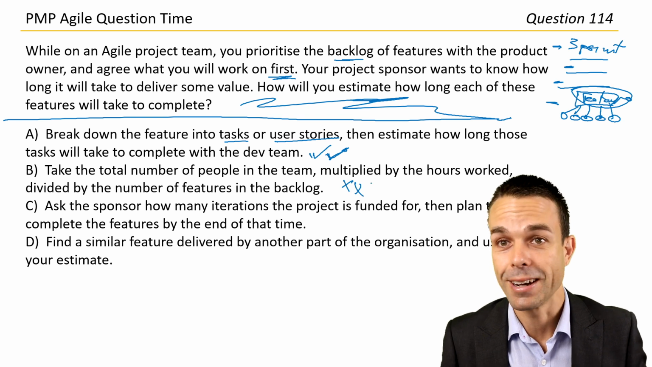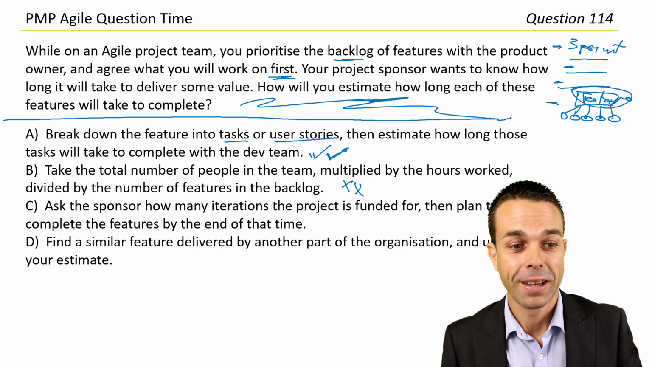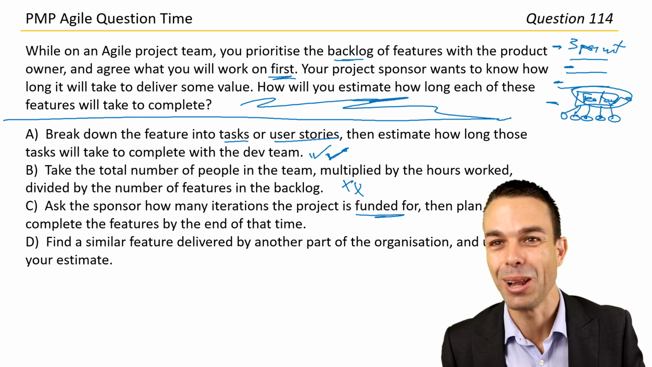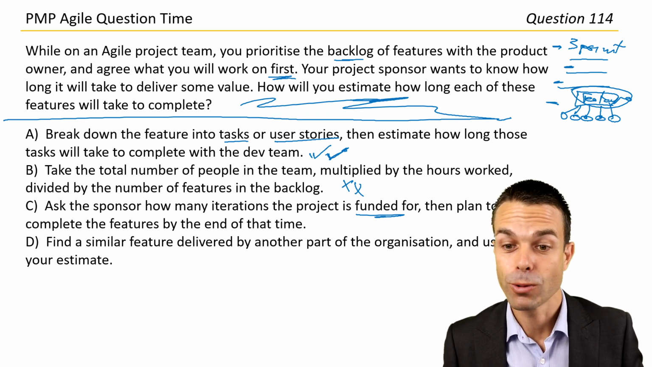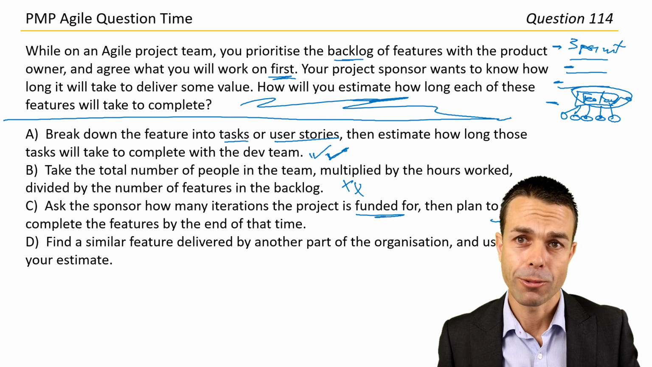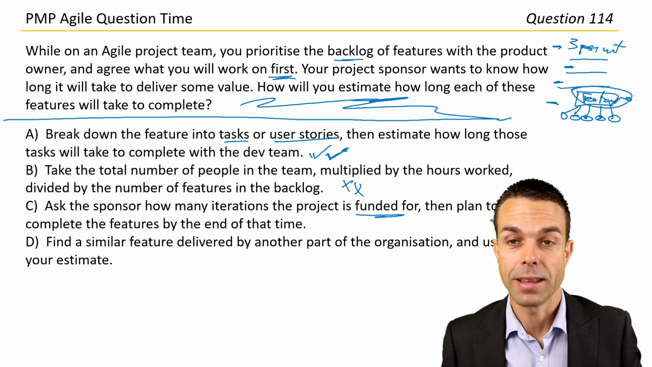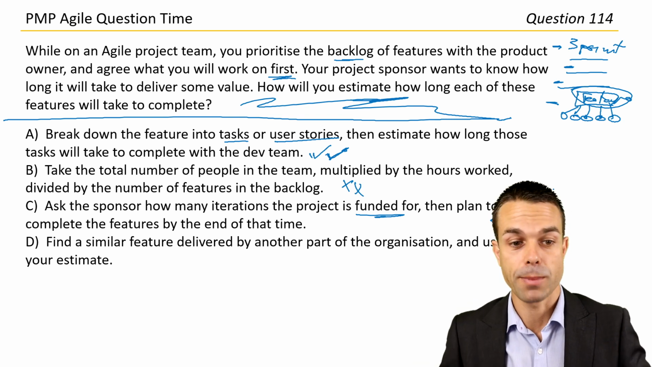The most complicated answer is not necessarily the best answer as well. Ask the project sponsor how many iterations the project's funded for, and then plan to that. No, that might happen in the real world, where we might just keep going until the money runs out, or the project is reprioritized. But for the circumstances of this in an Agile team, we want bottom-up estimating.